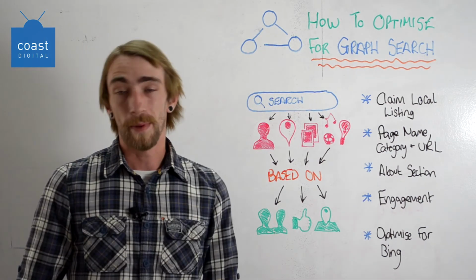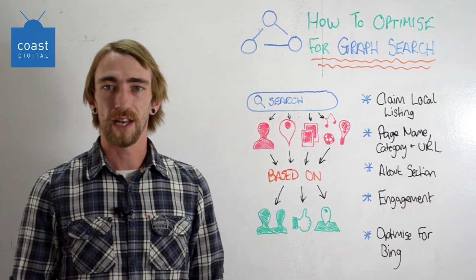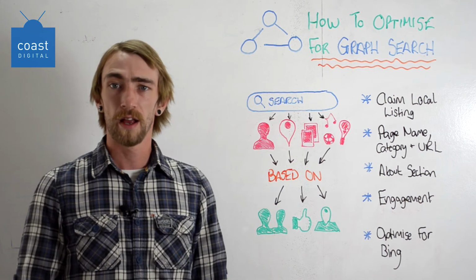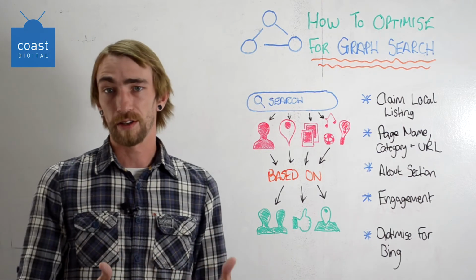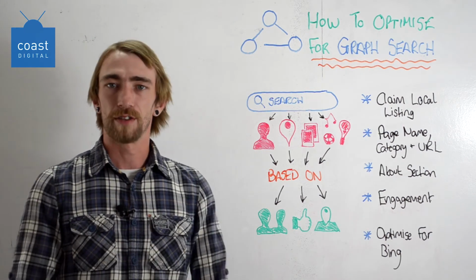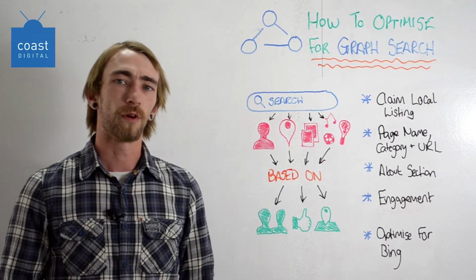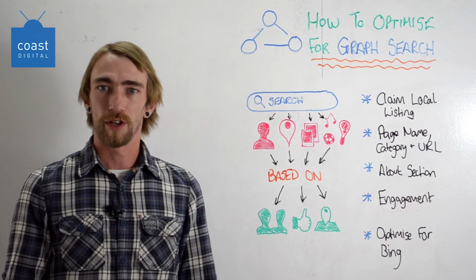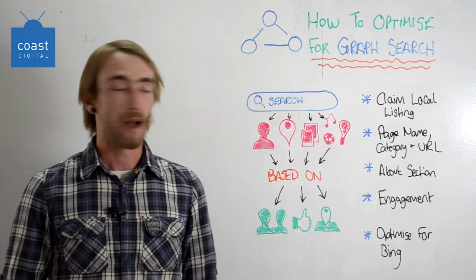The next thing is the About section. Now just as with SEO, we look at on-site optimization, making sure you have relevant keywords in the body of text, all that sort of stuff. The About section is somewhere where you can really go to town, add a comprehensive business description, think about the sorts of keywords that you want to be ranked for, and that you want to turn up in Graph Search for. Make sure that those are included in that About Us section.